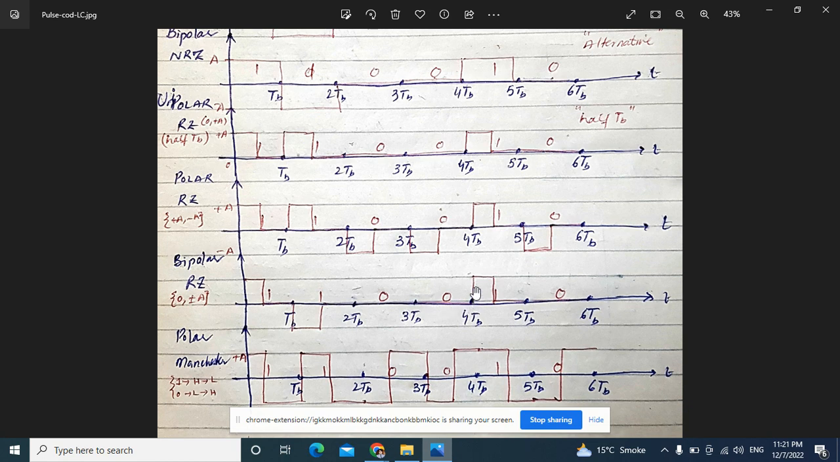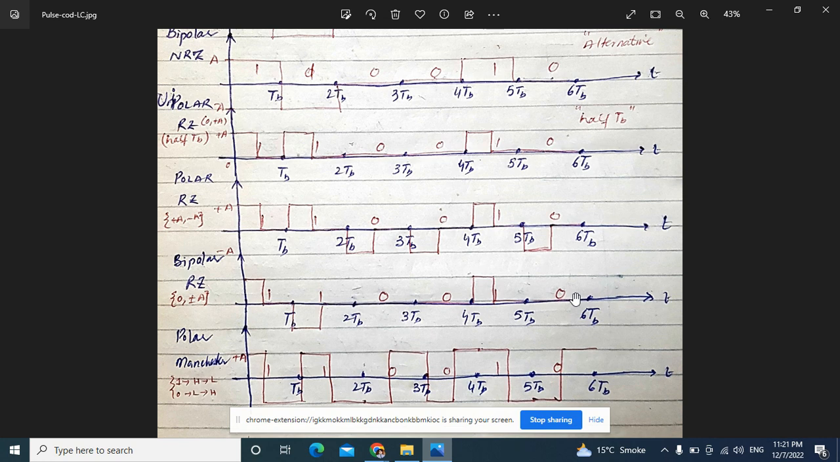The fifth bit is 1, and since the last assignment was negative A, this should be positive A. So you assign positive A for half of the duration and 0 for the other half. The sixth bit is 0, so the amplitude remains 0. Now the same data is applied for Manchester.